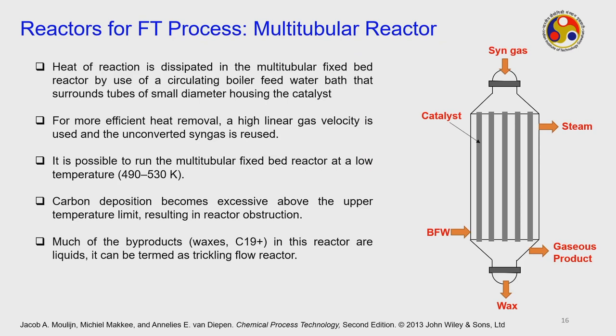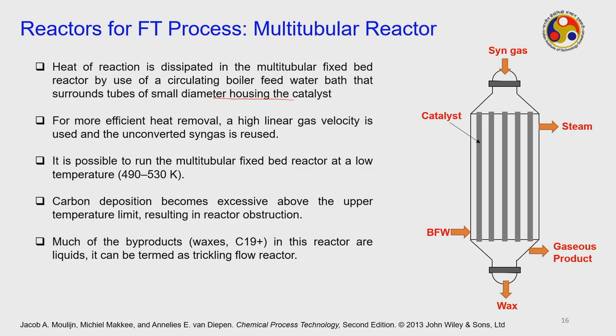So the next part we will be covering is the different reactors for the Fischer-Tropsch process. The first reactor which we will consider is the multitubular reactor. So what is the multitubular reactor? This is the multitubular reactor. The heat of reaction here is dissipated in the multitubular fixed bed reactor by the use of a circulating boiler feed water bath that surrounds tubes of small diameter housing the catalyst. So you have the heat of reaction, as the methylene group is getting added, coming out. Because it is an exothermic reaction, this needs to be dispersed.